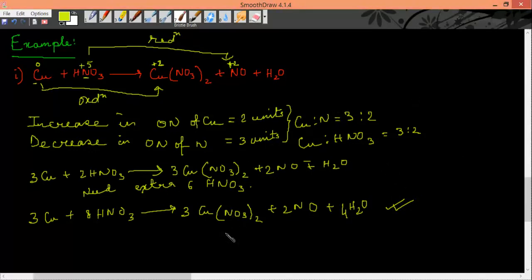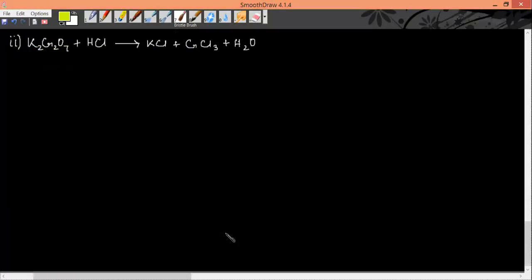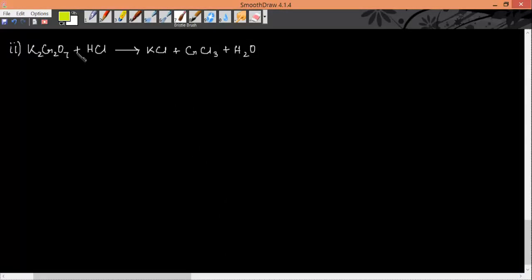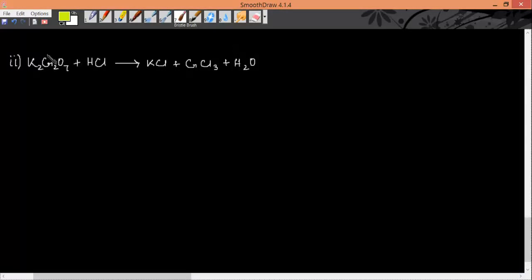Okay. Now come to a second example. This is K2Cr2O7 plus HCl, which gives KCl and CrCl3 plus H2O. Now at first calculate the change in the oxidation number. Change in oxidation number of chromium in K2Cr2O7 is plus 6.